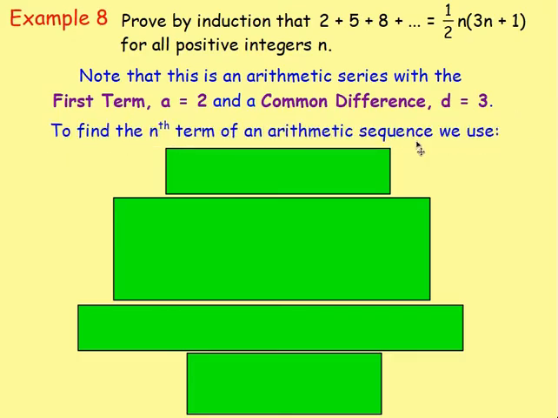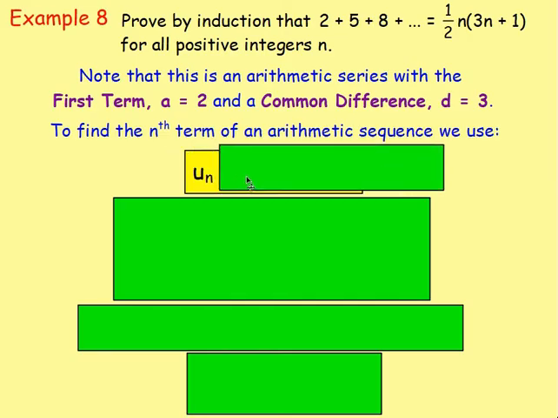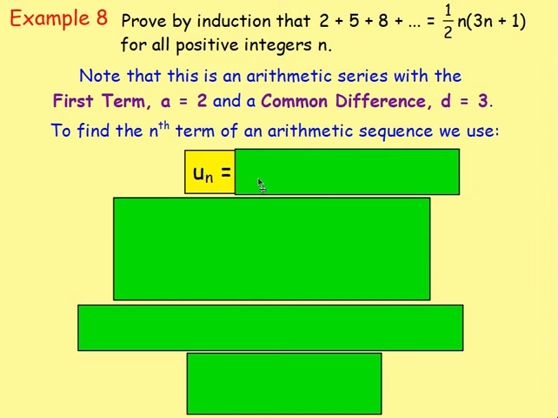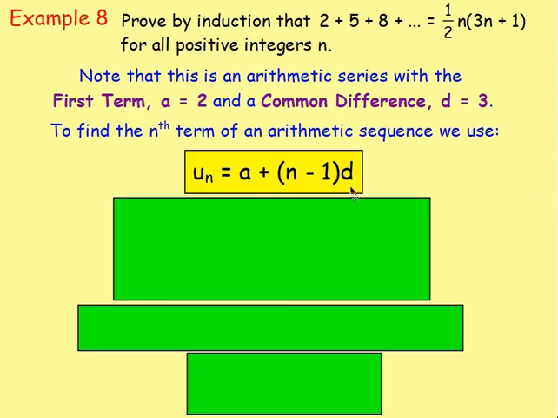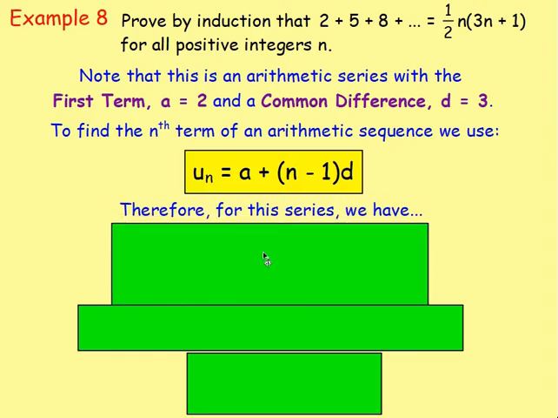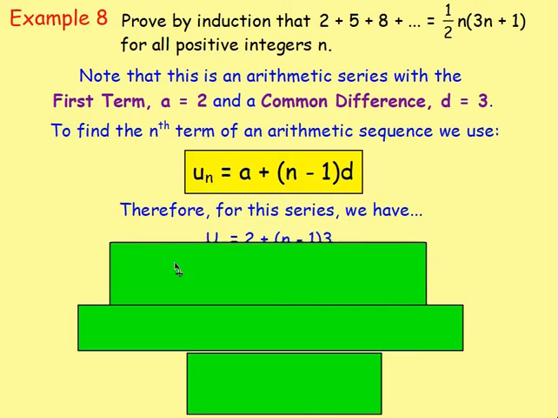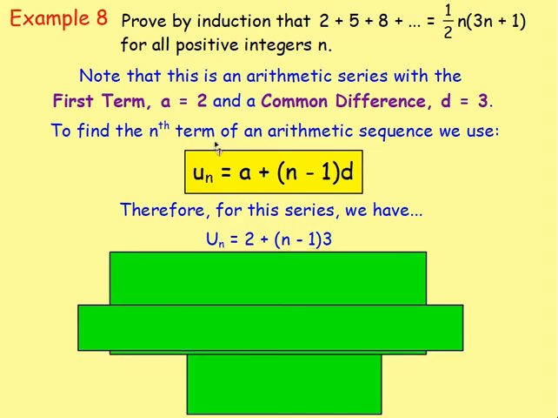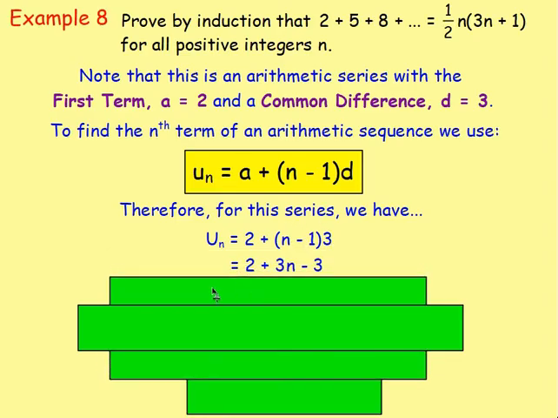If you have an arithmetic sequence, such as this one, with 2, then 5, then 8, and so on, you know your formula is un equals, does anybody remember from the last chapter? Brilliant, it's a plus n minus 1 d. So for this series, un equals, replace a with 2, and then replace d with 3. So we have 2 plus n minus 1 times 3. Multiply the brackets, you'd have 3 times n and then 3 times negative 1. So that is what you have there. And then after that, tidy it up.